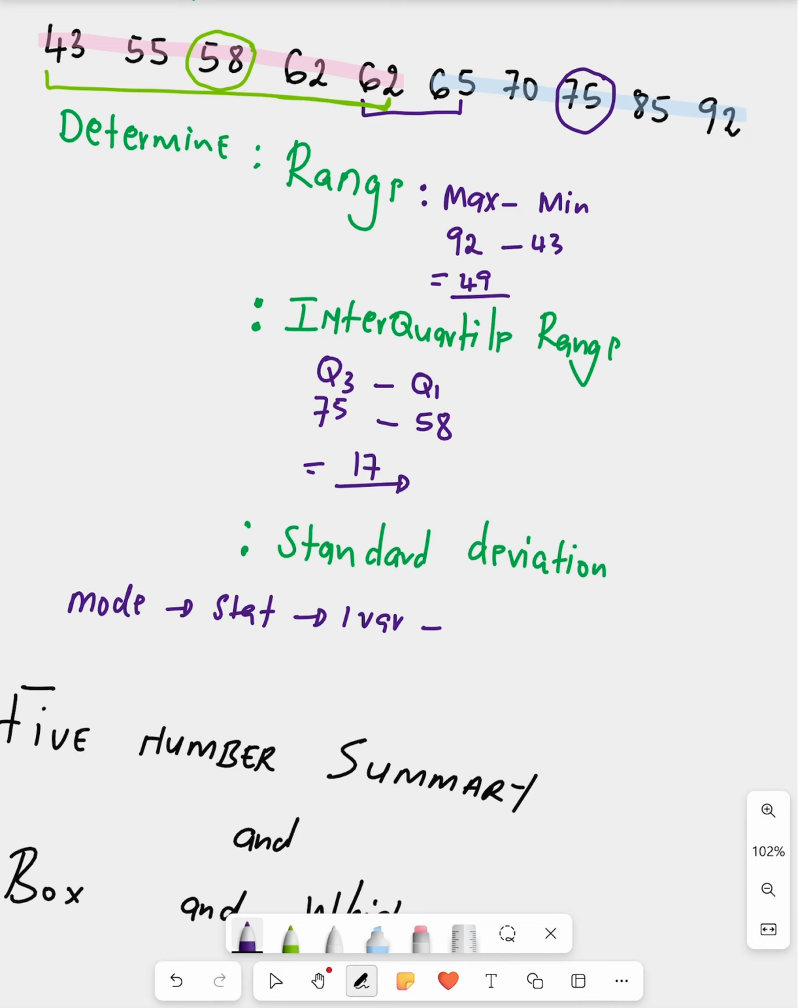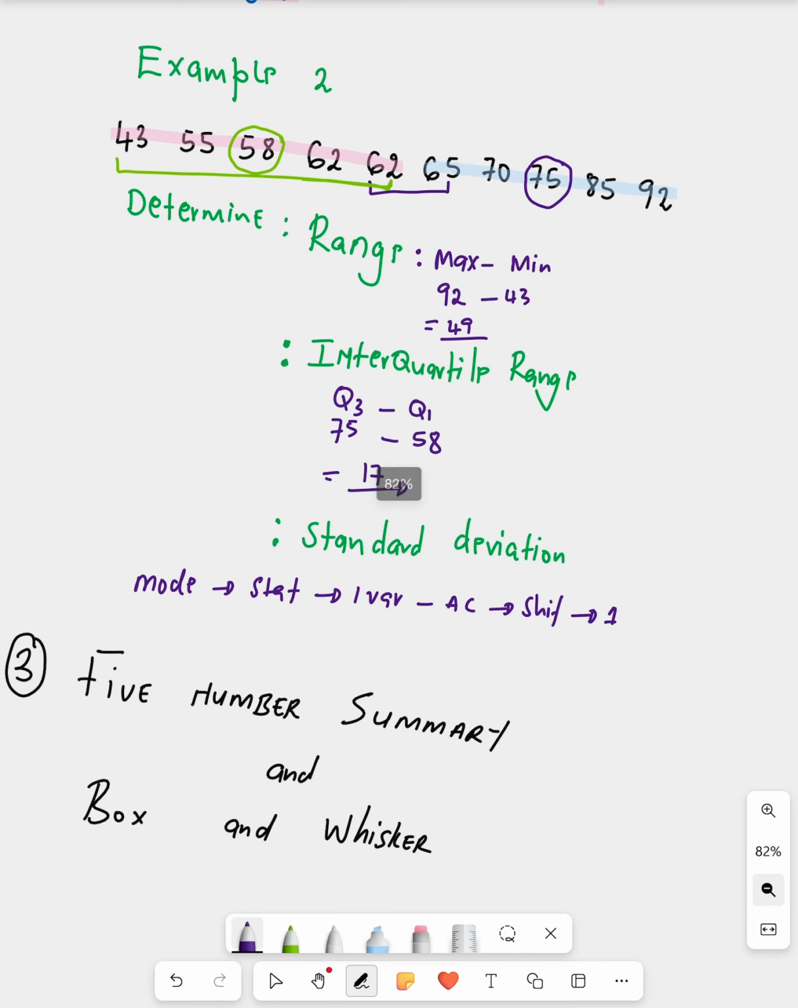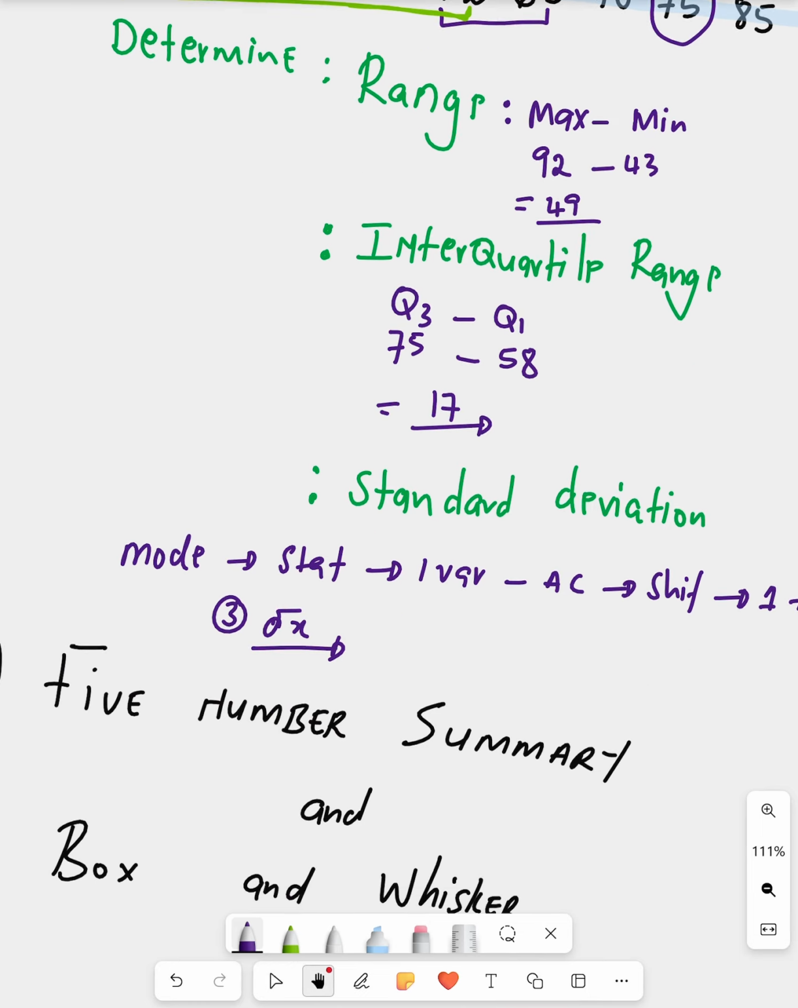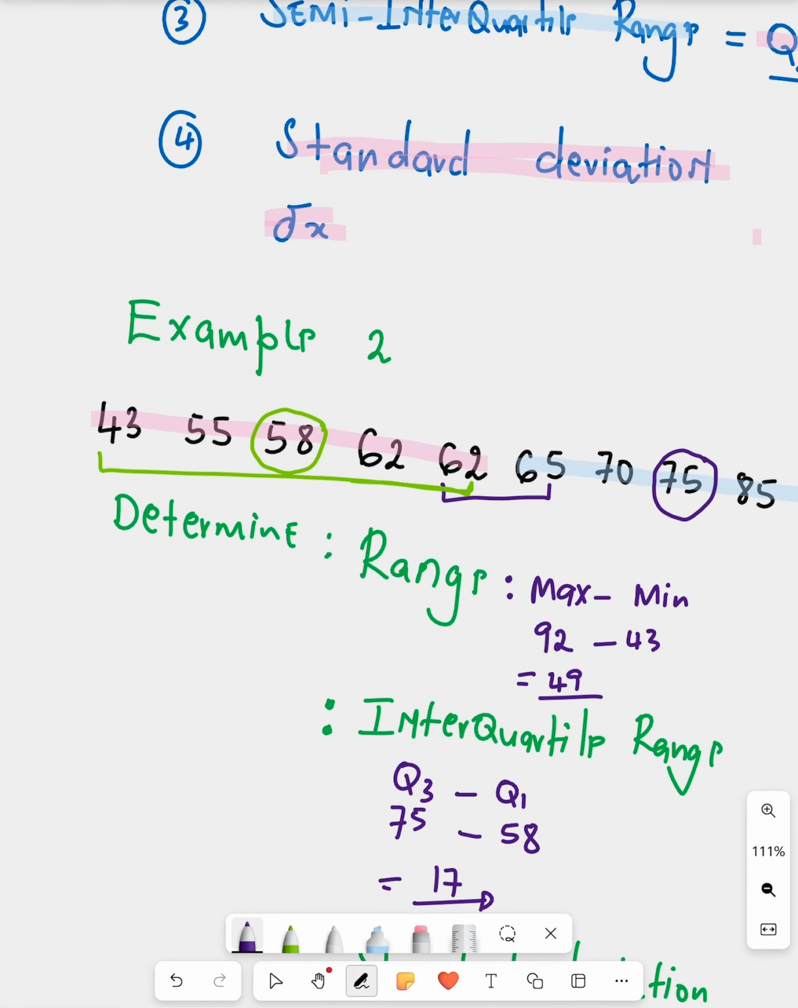After you have done that, you press AC, you press shift, you press 1, and then you press 4, and then after you have pressed 4, standard deviation will be number 3. So this is the notation for your standard deviation. And now we are done with the measures of dispersion.